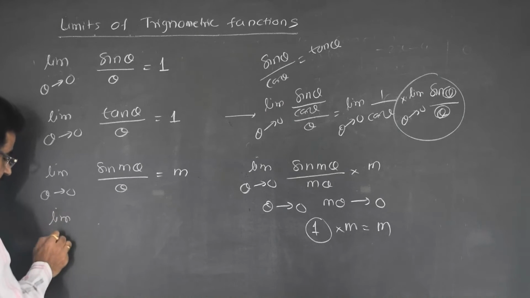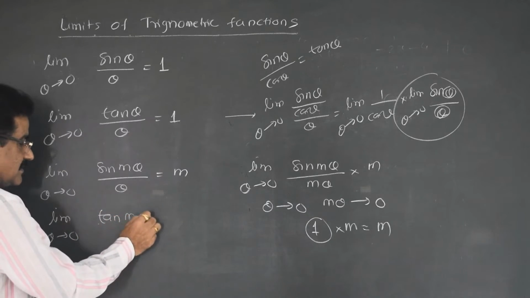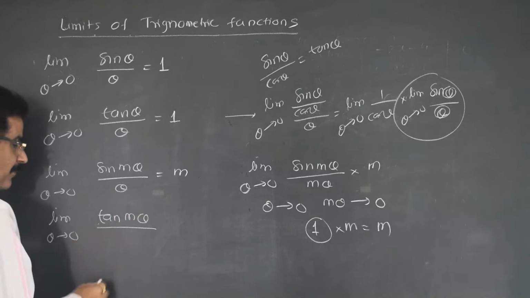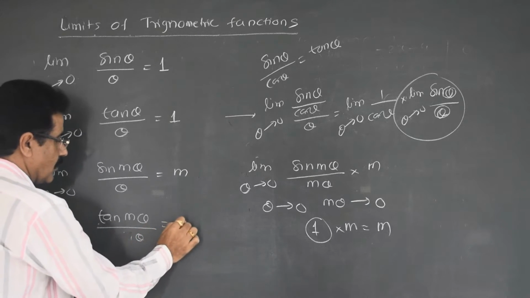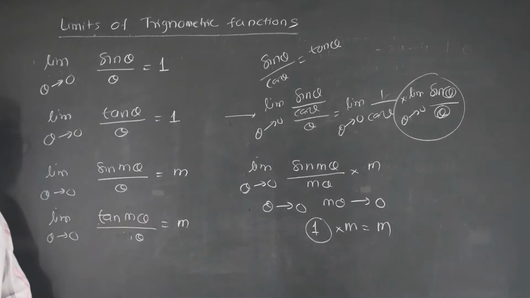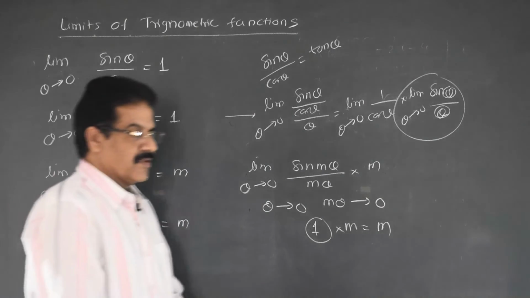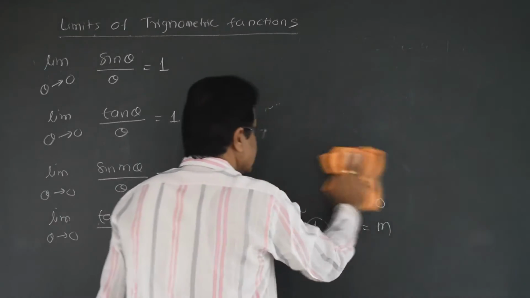We can use the same argument for writing down the formula tan of m theta upon theta is equal to m, which can be written directly. We can use this formula further in this manner.